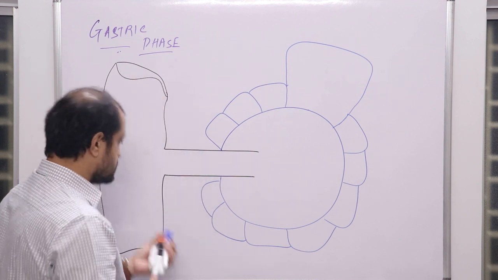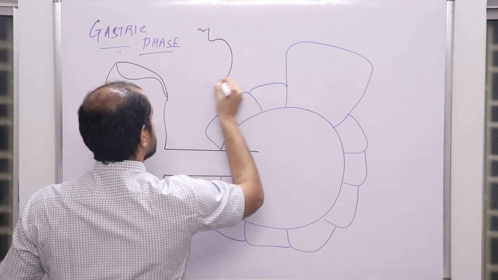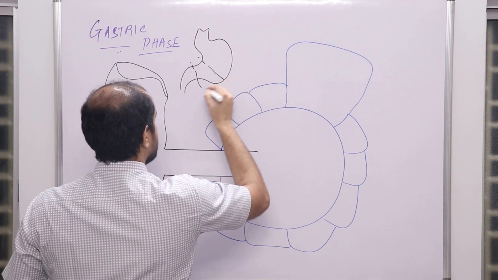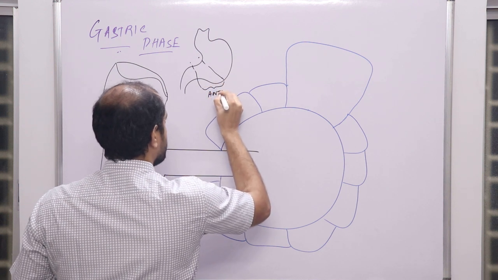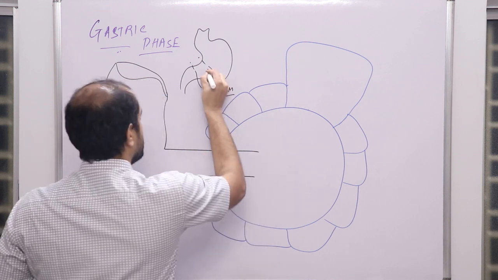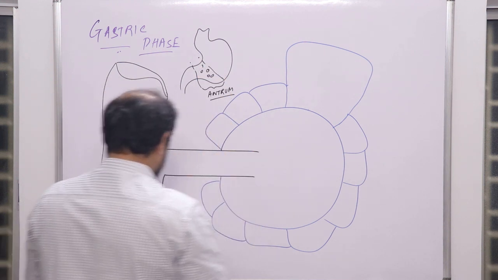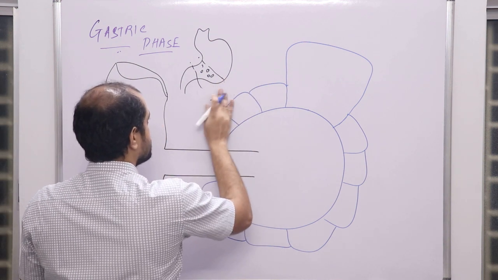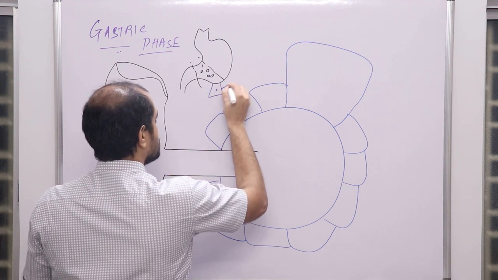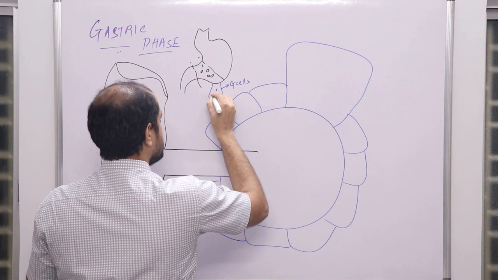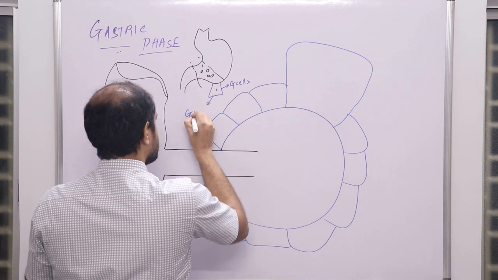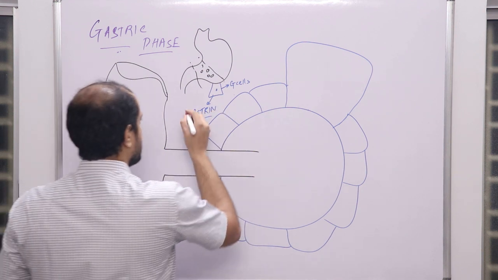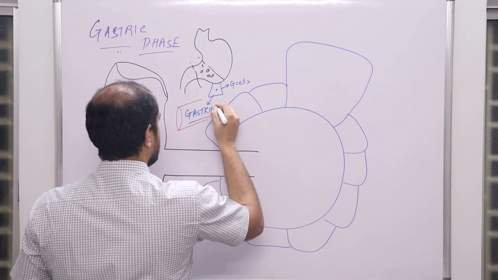Now in the gastric phase, whenever food particles enter the antral area of your stomach, this is the antral area, the antrum of your stomach, then in this antrum area there are certain cells called G cells, and they start secreting gastrin, which is a hormone, into the bloodstream. So your blood now has gastrin.